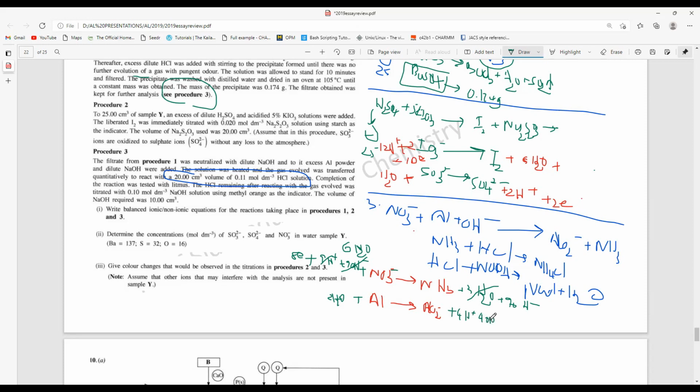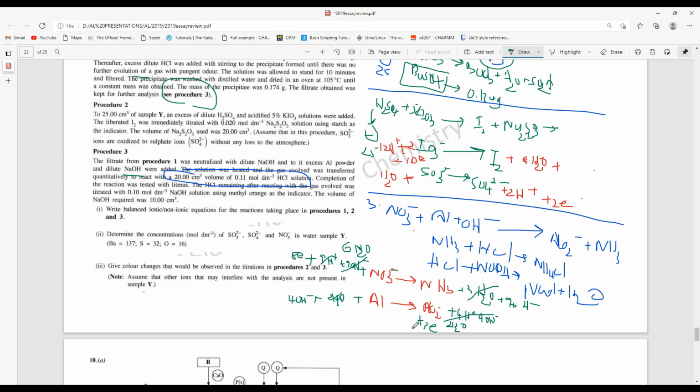So why am I adding OH minus as well? Because this is in basic medium, NaOH. So on this side also I am going to add 4OH minus. So 4 water molecules to 2 water molecules, or there will be 2 water molecules here. And charge is here 4 minus, here 1 minus, so I am going to add 3 electrons here.